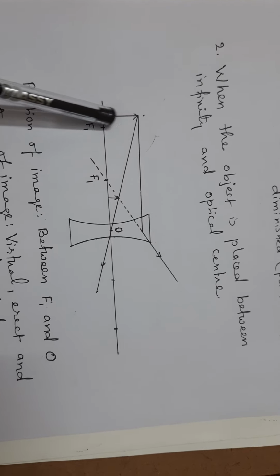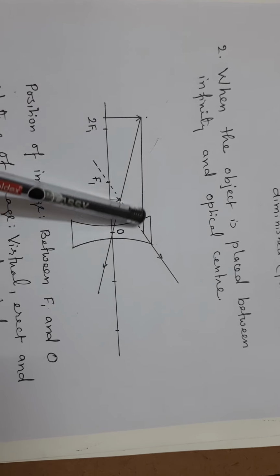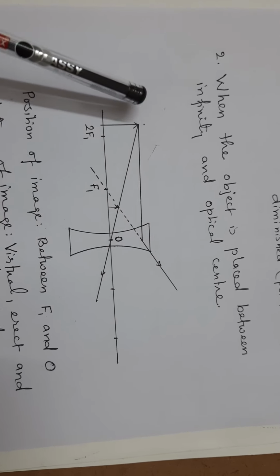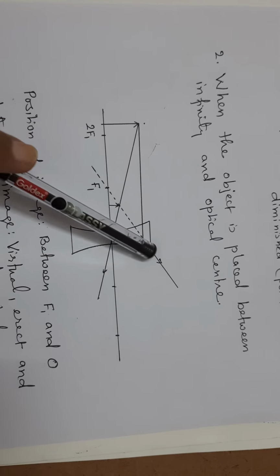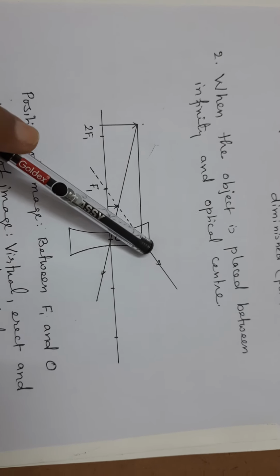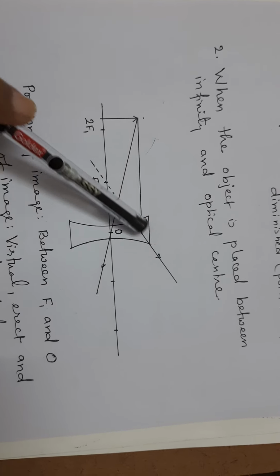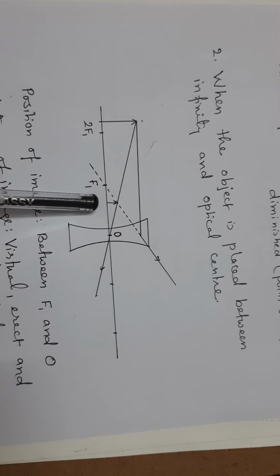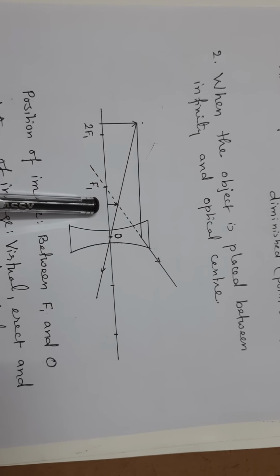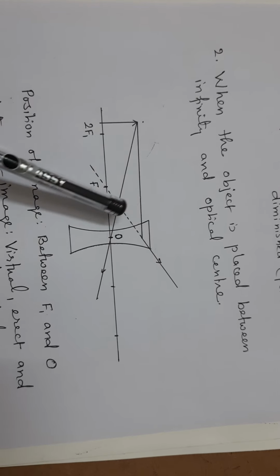Between infinity and optical center. So here we have placed the object. First ray parallel, second ray passes through O. This particular ray gets diverted. When it is extended on the same side, somewhere these two rays are meeting. Wherever they meet, that is the place where image is formed. So if I consider this as AB, this will be A dash B dash.